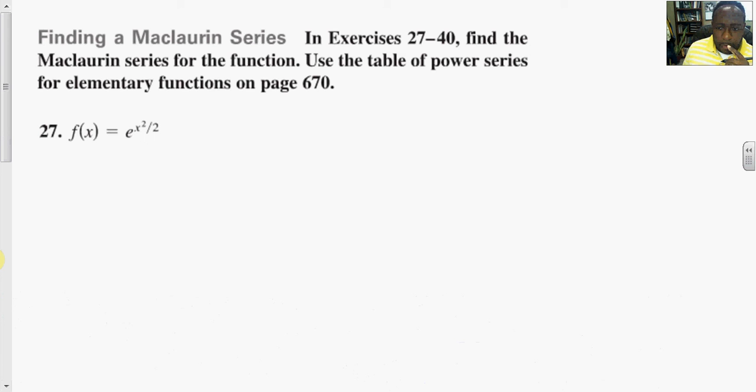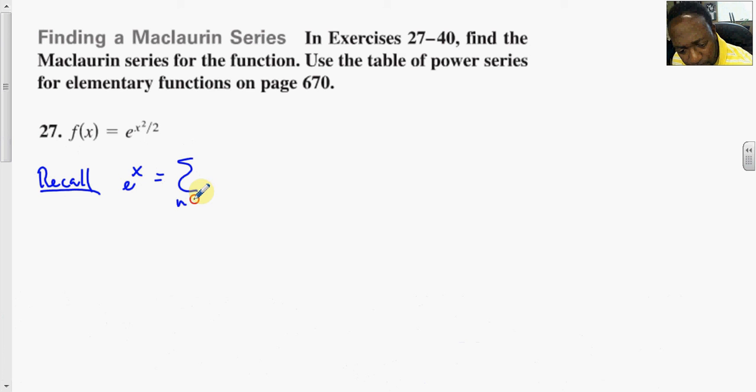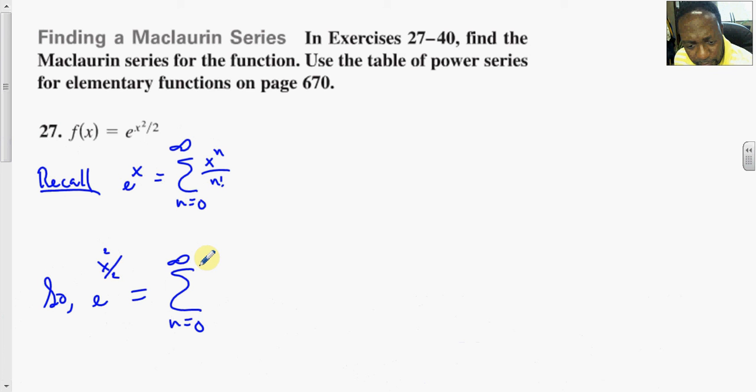Number 27, recall that e to the x has the power series form. The summation as n goes from 0 to infinity of x to the n over n factorial. So e to the x squared over 2 is the summation as n goes from 0 to infinity. Wherever I have x, I'm going to write x squared over 2. So this is x squared over 2 to the nth power, and this is divided by n factorial.